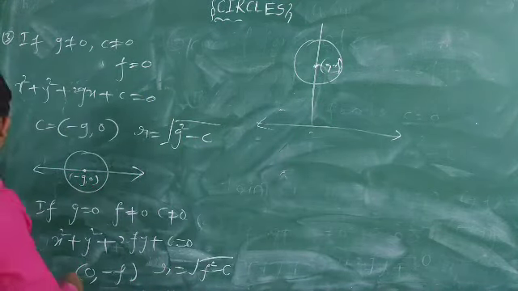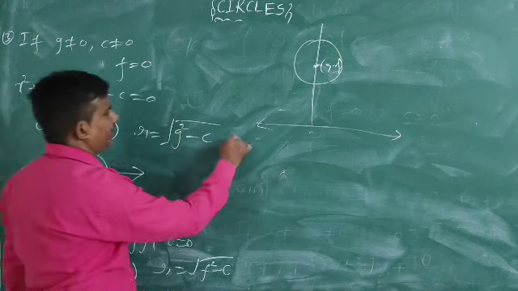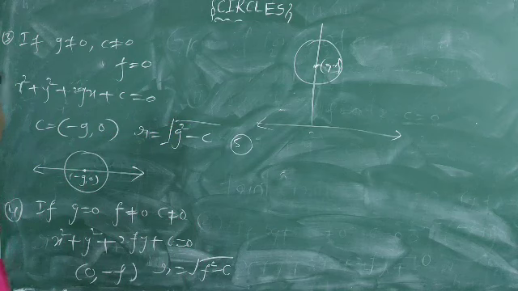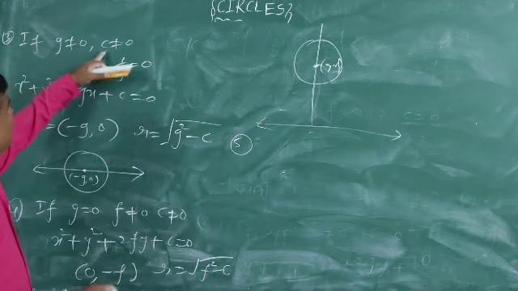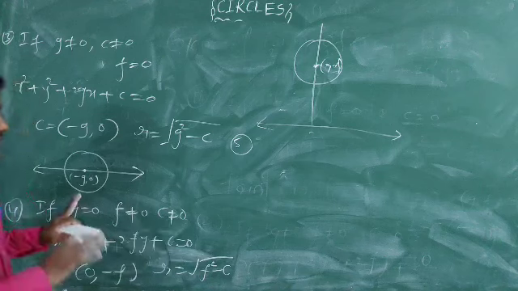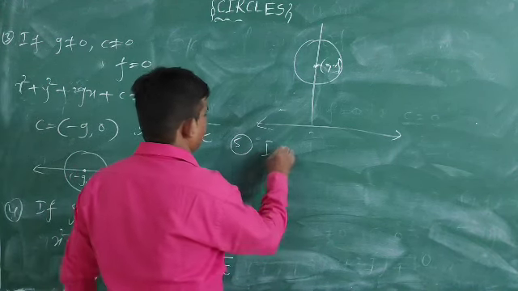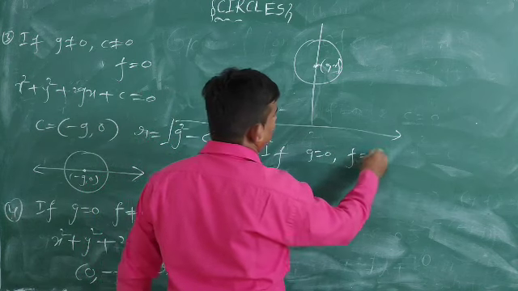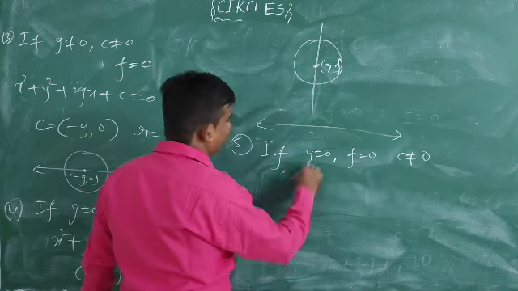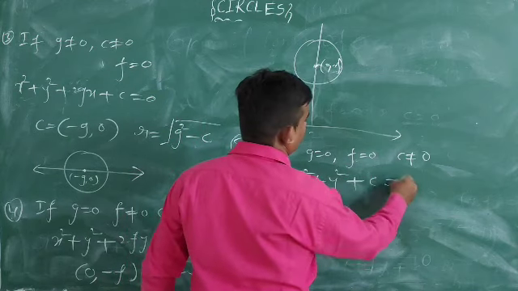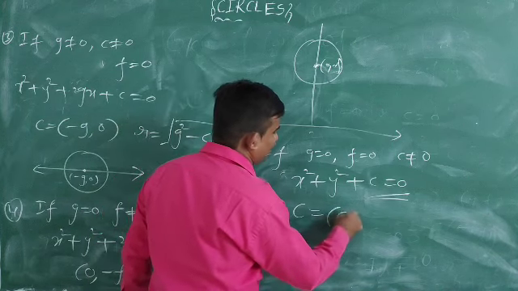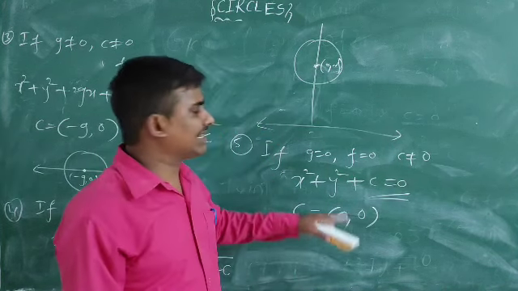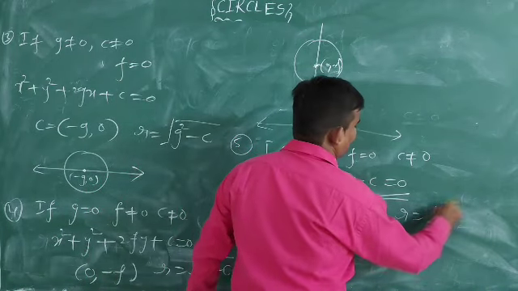Next, this is the fourth point, and now the fifth point. We learnt the cases with g and f not equal to 0 and c equal to 0, g and c not equal to 0 and f equal to 0, and f and c not equal to 0 and g equal to 0. Clear? What happens if g is equal to 0 and f is equal to 0 and c is not equal to 0? Our equation becomes x square plus y square plus c equal to 0. Very clear, the center is (0, 0), the origin, and the radius is equal to the square root of minus c.